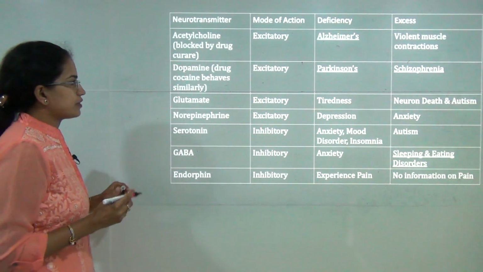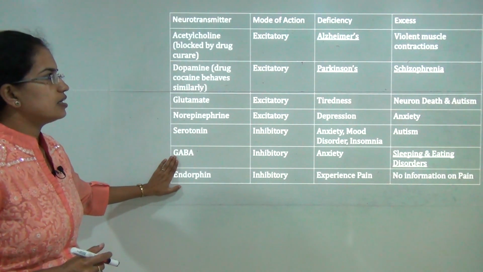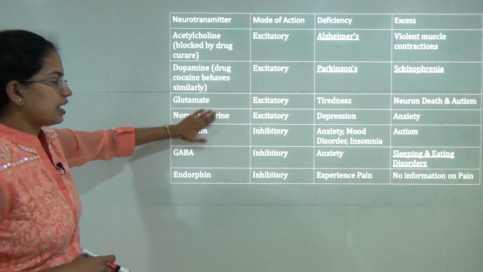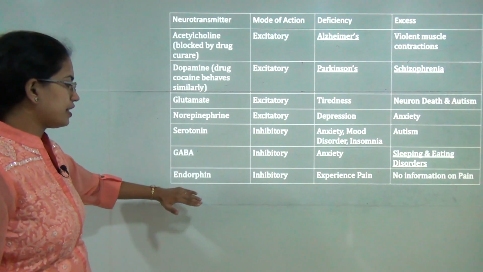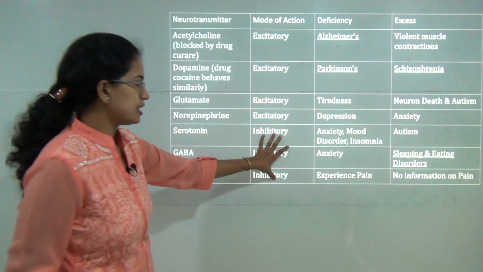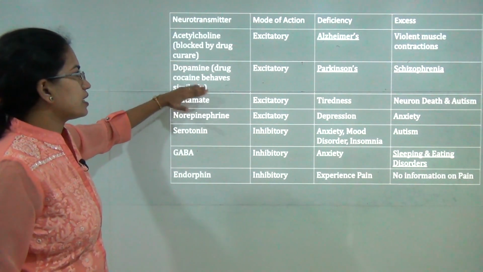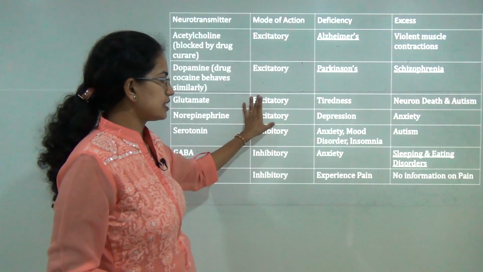Now what I have tried to explain here is 7 of the major neurotransmitters, 4 of which are excitatory and 3 of which are inhibitory. So serotonin, GABA and endorphin are inhibitory in action. However, norepinephrine, glutamate, dopamine and acetylcholine are excitatory in nature.